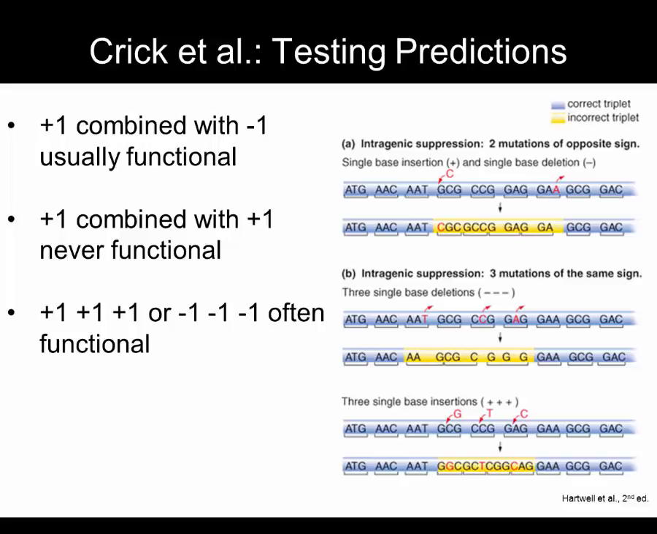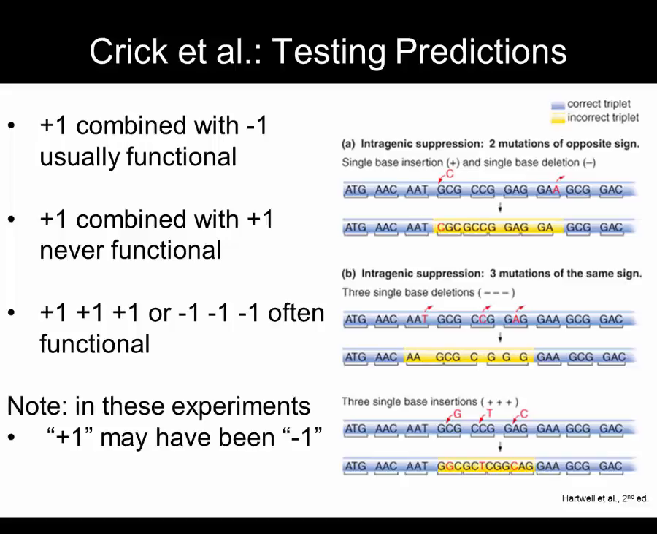Again, at the time, they couldn't have been sure that what they assigned as a +1 was really an insertion and not a deletion, but this doesn't affect the results. After all, the +1+1+1 combination has the same phenotype as the -1-1-1 combination. And an interesting thing to note is that from a reading frame perspective, a single nucleotide insertion is equivalent to a 2 nucleotide deletion, and a single nucleotide deletion is equivalent to a 2 nucleotide insertion.